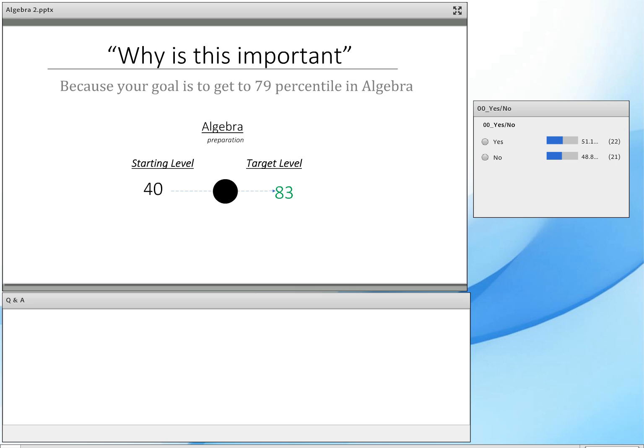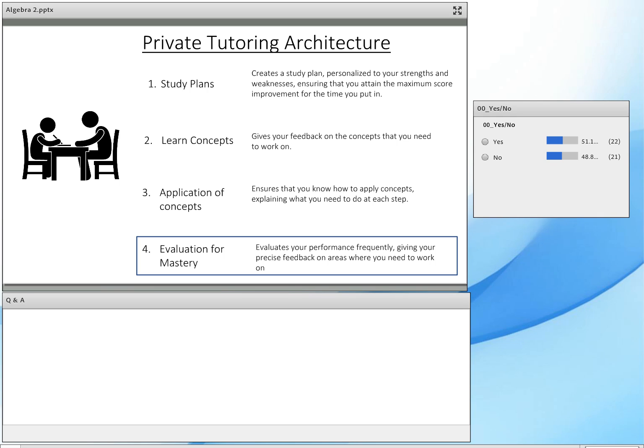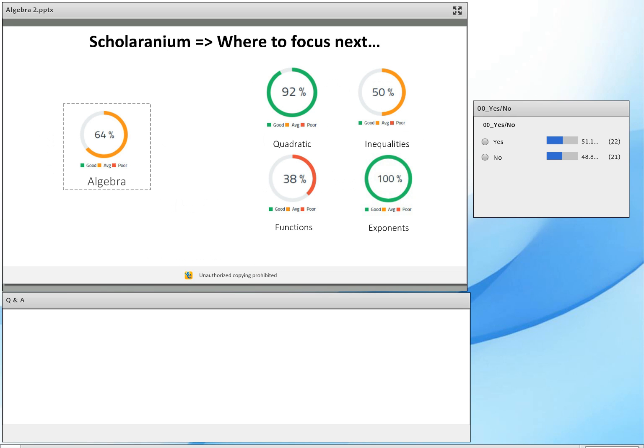Now, the last step over here is to figure out, have you improved or not, right? Have you attained that level of mastery? Now, how do you figure that out? Because this is an iterative process. For you to figure that out, we have created Scholaranium. Now, what does Scholaranium give you? Scholaranium tells you where exactly you are lacking.